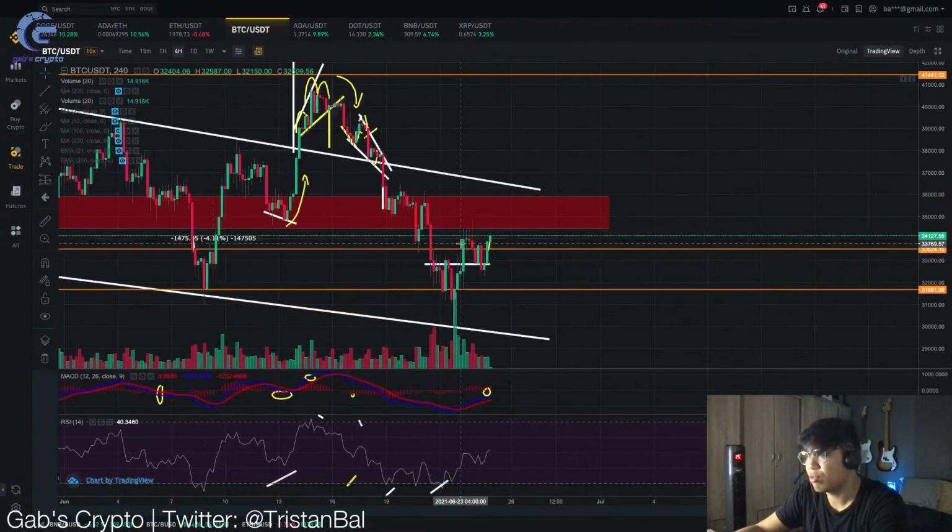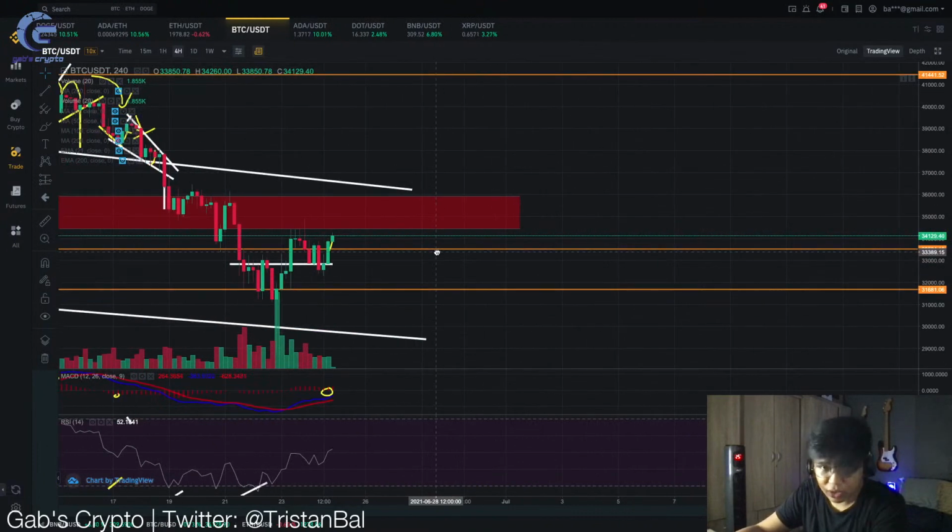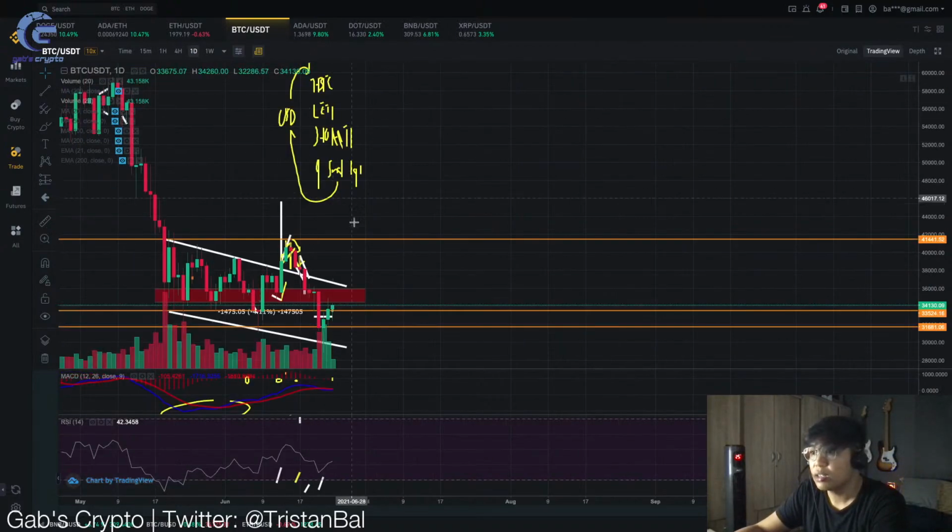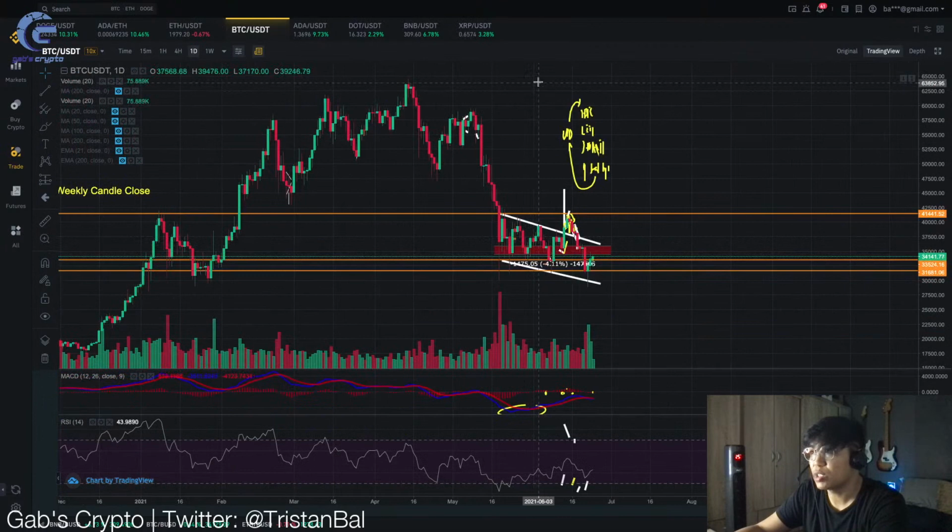It's just a matter of anong type of trader ka. If short term, siguro 15 minute and the hourly time frame would be better. Swing position, hourly up to the 4-hour time frame or daily. And if long term, daily up to the weekly time frame, dun mas okay.